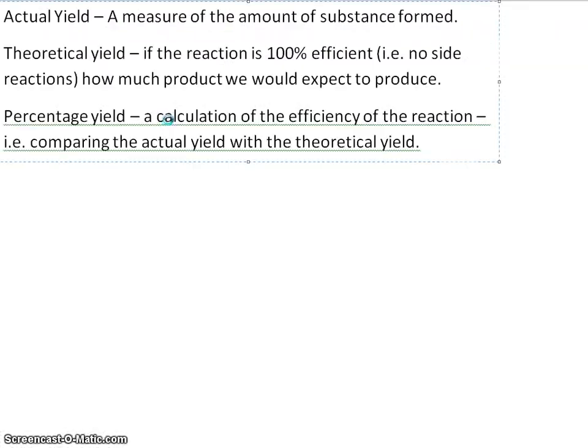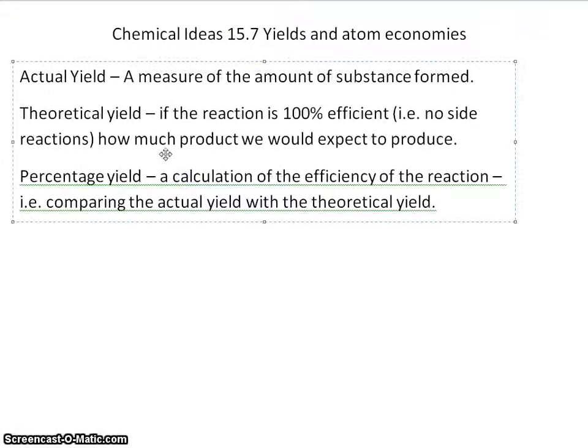So this is a brief discussion on Chemical Ideas 15.7, yields and atom economy. So first of all, a couple of definitions. Our actual yield, or sometimes just called yield, is a measure of the amount of the substance actually formed, so the mass of our product formed in a reaction.